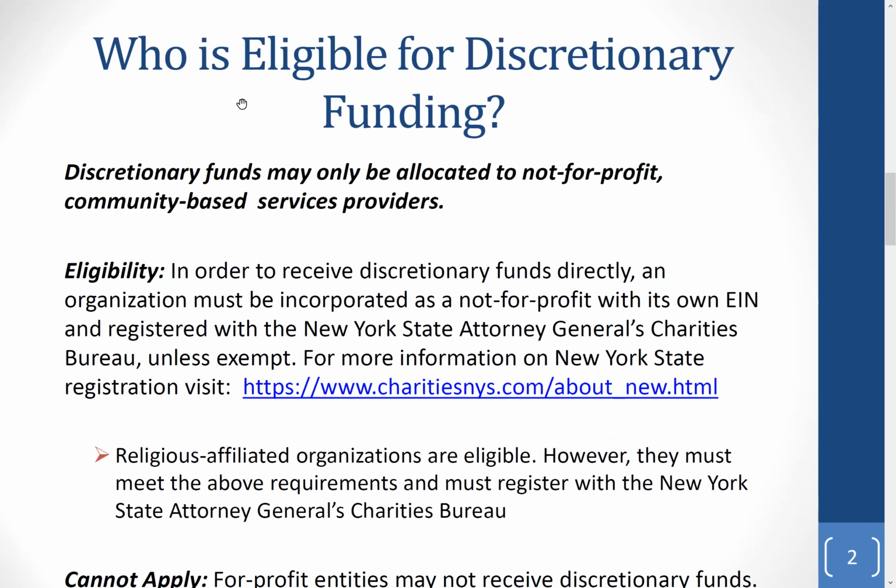Next, who is eligible for discretionary funding? So as I mentioned in the last slide, organizations that are eligible must be a non-for-profit organization. And in order to be considered eligible non-for-profit, the organization must be incorporated and hold their own EIN number, as well as being registered with the New York State Attorney General's Charities Bureau, unless they are exempt. But even if they are exempt, they must submit a one-page document to the New York State Attorney General's office stating the reason why they're exempt, and that in theory would be uploaded onto their website.